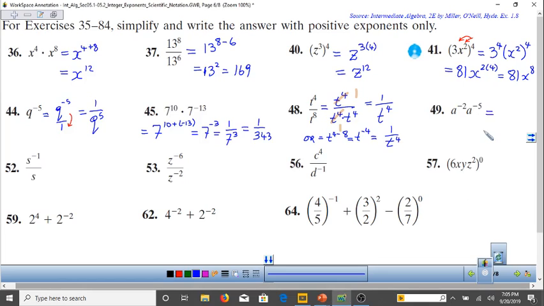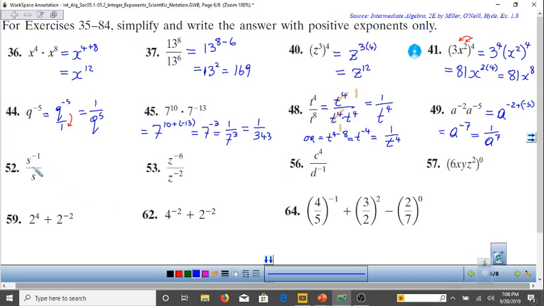Number 49, and again, I remind you, you can do these on your own and just check the answers. So a to the negative 2 times a to the negative 5 is a to the negative 2 plus negative 5. And that gives us negative 7. a to the negative 7. And a to the negative 7 is the same as 1 over a to the positive 7. Do not rush these types of questions. Take them one step at a time.